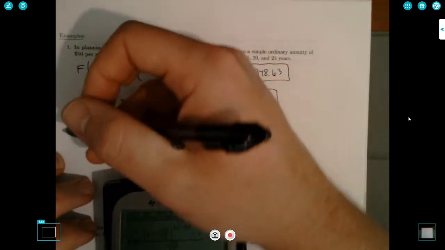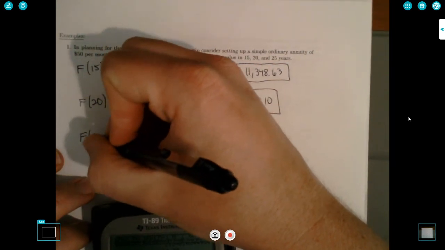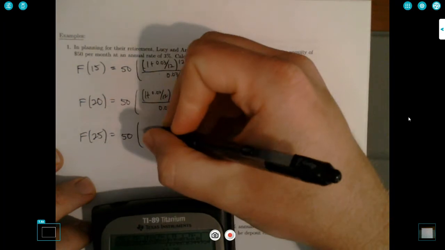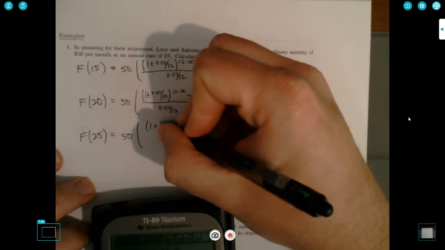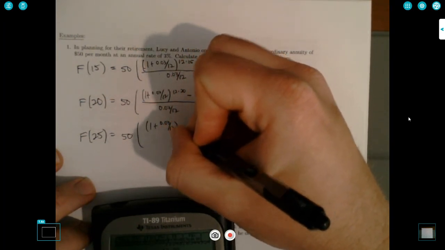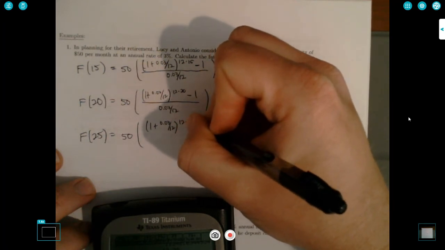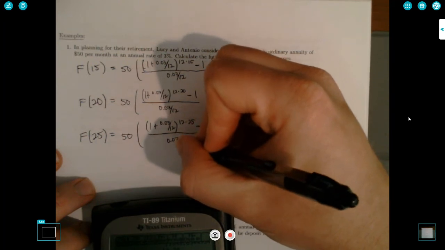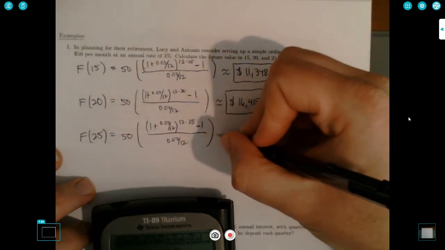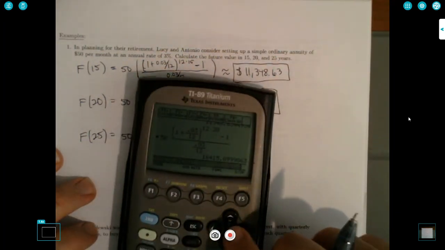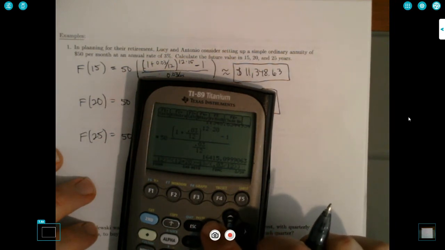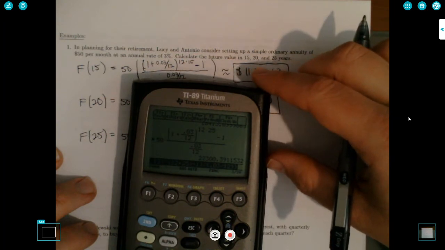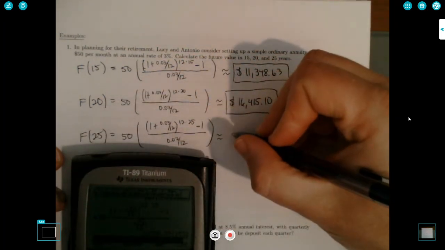And then after 25 years, everything stays the same except for the 20 becomes a 25. So the 20 becomes a 25. That gives $22,300.39.